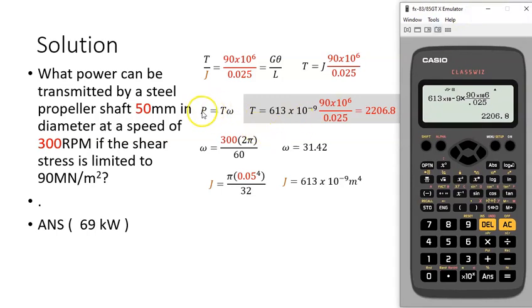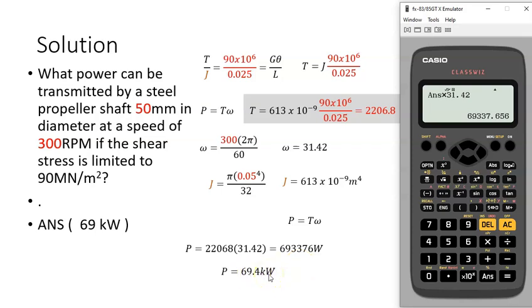Okay, now I want to get the power. The power is torque by omega. We'll just calculate the maximum torque value. We have an omega, so the power is torque times omega. The torque is 2206.8, and omega is 31.42. When I multiply that out, I have 2206.8 multiplied by 31.42. That gives me 69.4 kilowatts.